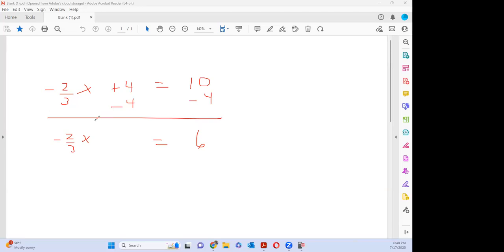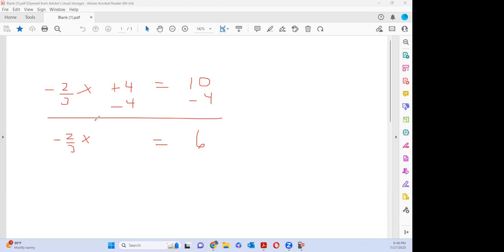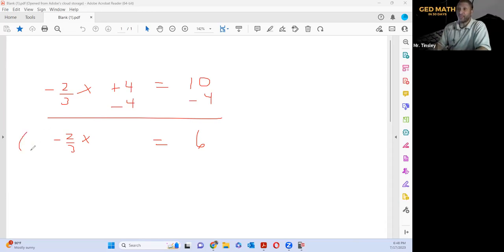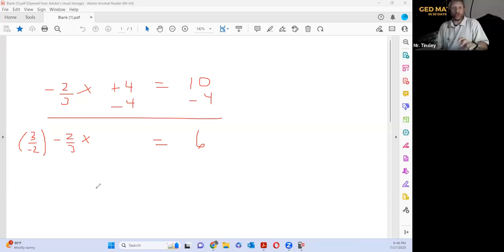Multiplying by -2/3 means you're multiplying by -2 and dividing by 3. Does everybody understand that? So the opposite of multiplying by -2 is dividing by -2. The opposite of dividing by 3 is multiplying by 3. You flipped the number. What you should notice is all you did was take the reciprocal.